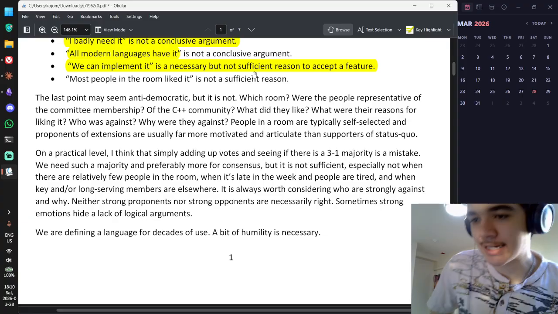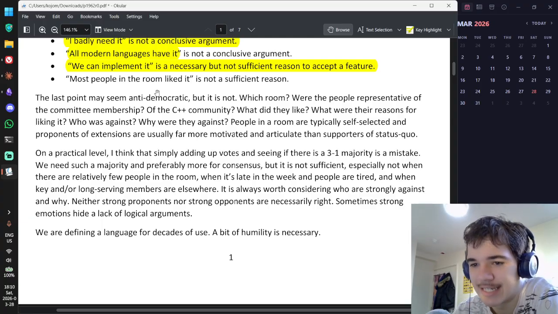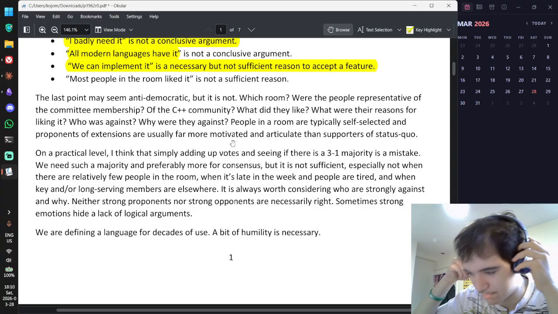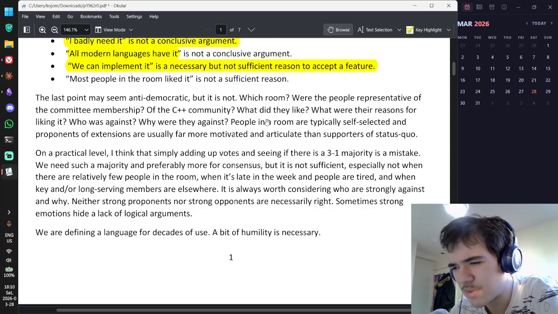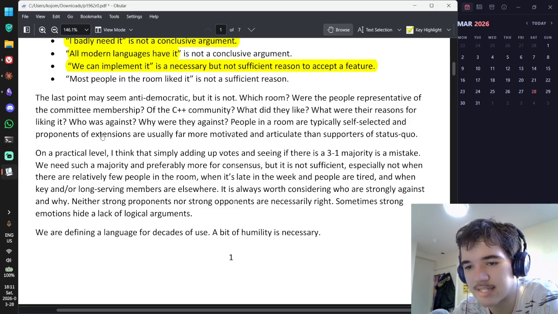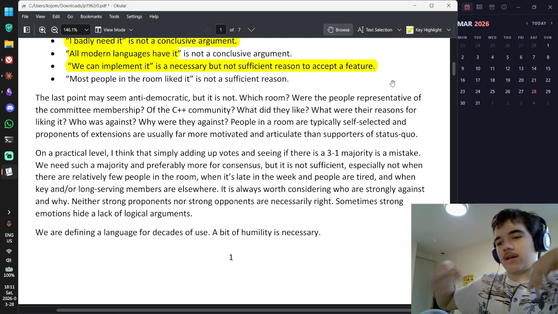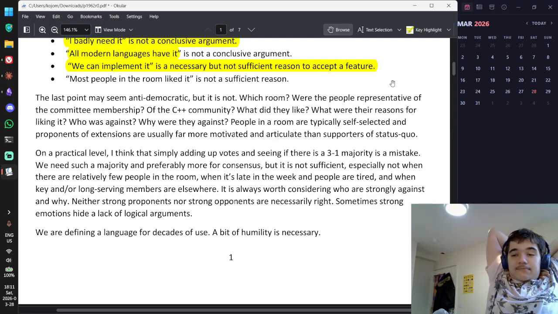The last point may seem anti-democratic, but it is not. Which room? Were the people representative of the committee membership? See, he thinks like a psychologist. I love this. Bjarne, my goat. Of the C++ community? What did they like? What were their reasons for liking it? Who was against? Why were they against? People in a room are typically self-selected, and the proponents of extensions are usually far more motivated and articulate than the supporters of the status quo. Yeah. That's a great point.